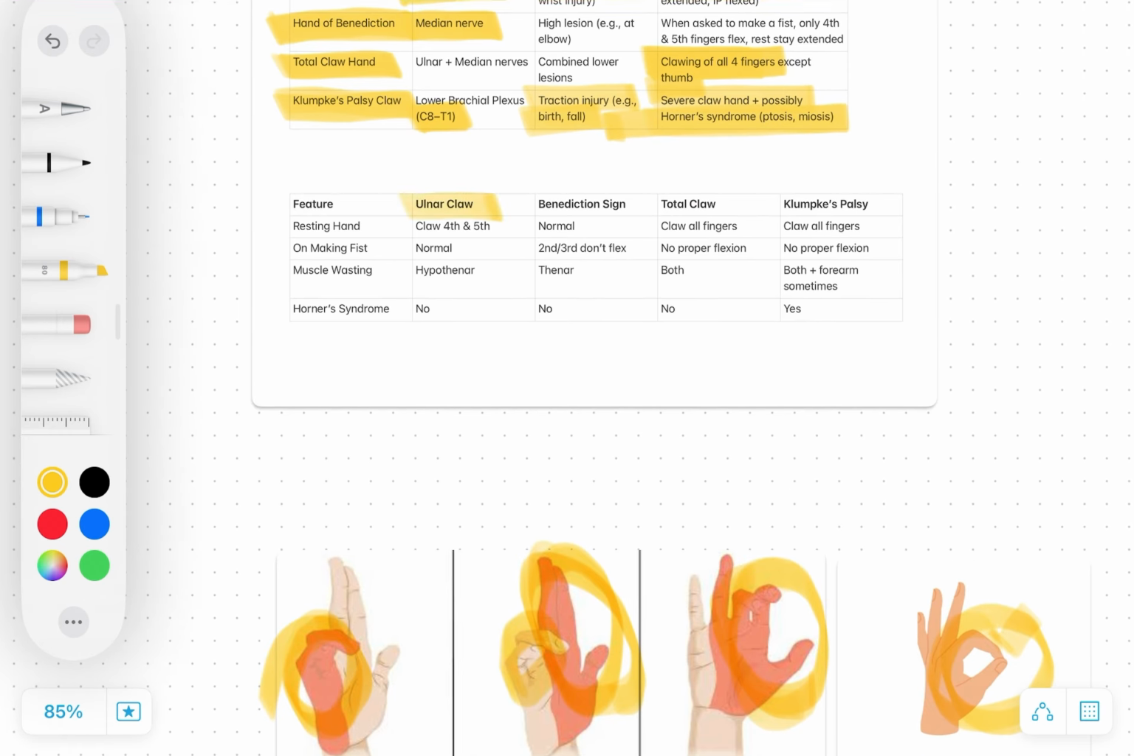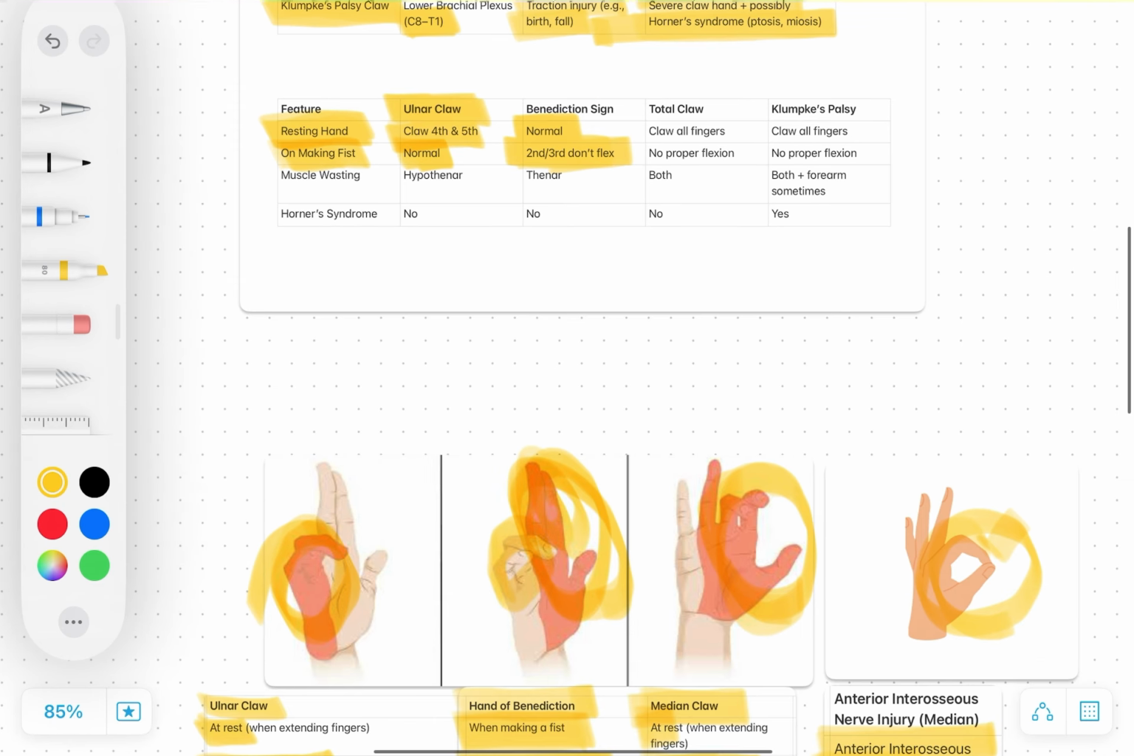So, in ulnar claw, there is clawing of the fourth and fifth fingers at rest. At resting position only we will see this ulnar claw. On making a fist, it will be normal. Coming to hand of benediction, at rest it will be normal, but when making a fist, these fingers will not flex. In total claw, there is clawing of all the fingers except the thumb. In Klumpke's palsy, there is clawing of all the fingers. Horner syndrome is seen in Klumpke's palsy.